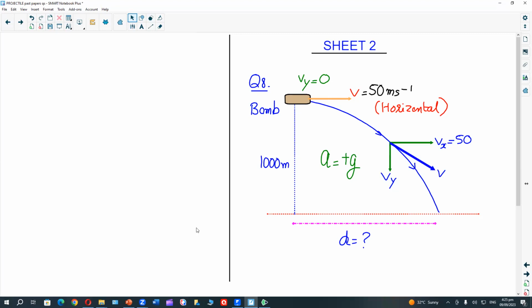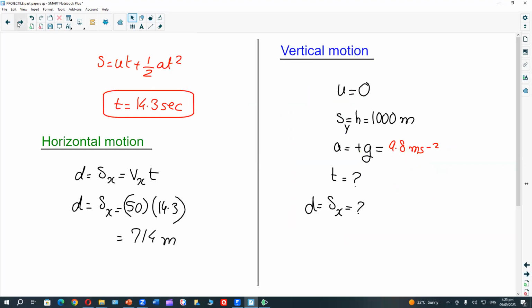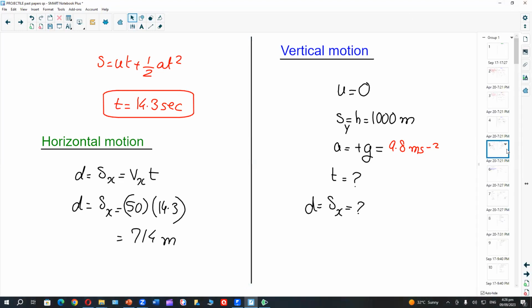Now proceed forward. We have made the diagram and now we can start the working. Look at the vertical motion. For vertical motion, u is equal to 0. The vertical distance is there. The value of a is there. And when you do that, you can use the equation of motion to find the time to reach the ground. Remember that time for horizontal motion is the same as the time for vertical motion. Both the times are the same. So now you have to copy this.